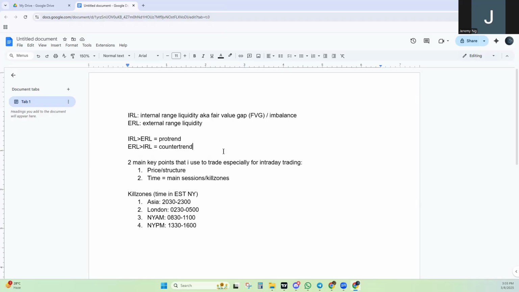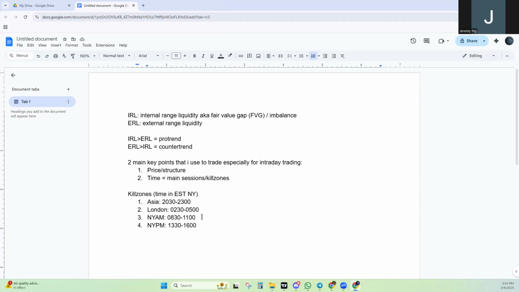Mainly the most volume would happen among a few so-called kill zones. For the Asia timing, it would be 8:30 to 11 p.m. Eastern time. The time that I'm using here is the Eastern time in New York, which is equivalent to the stock timing. The second will be the London session, which is 2:30 to 5 a.m. EST, which is my midnight.